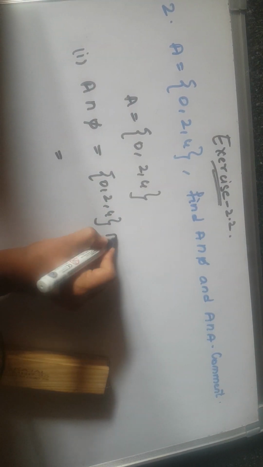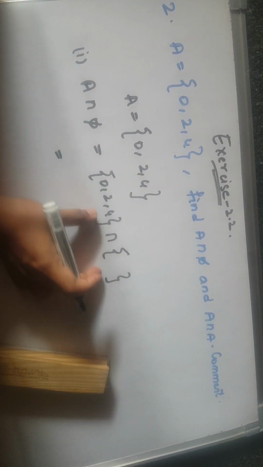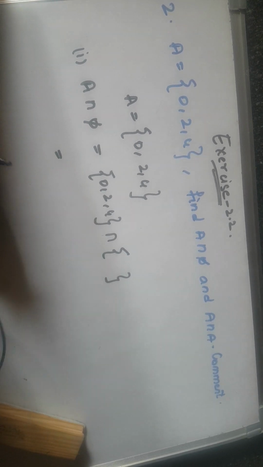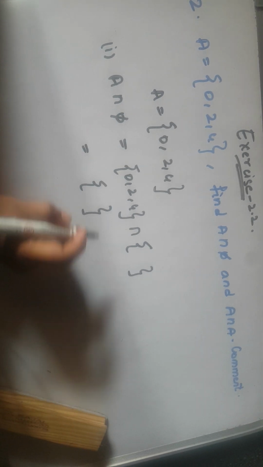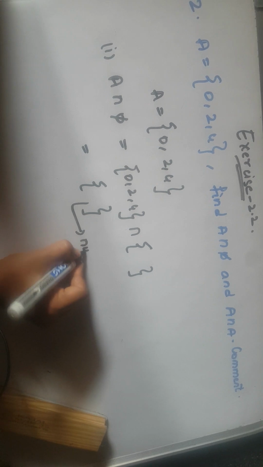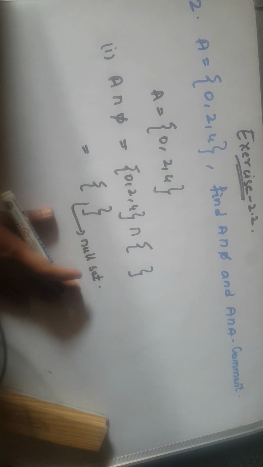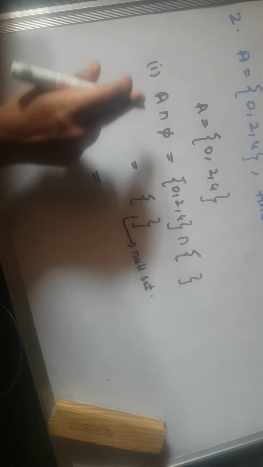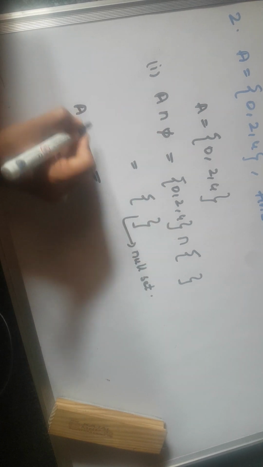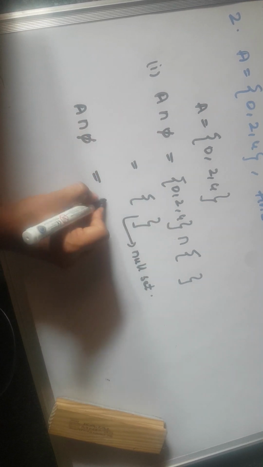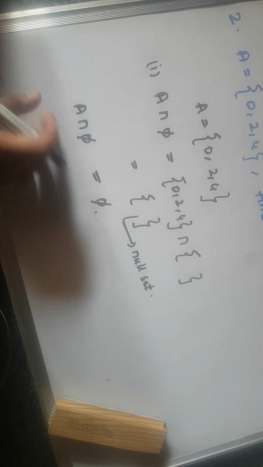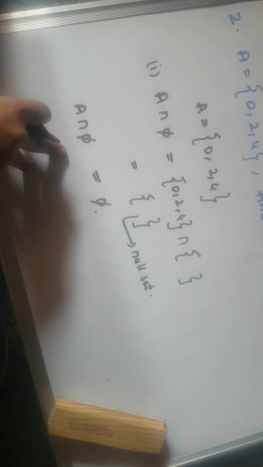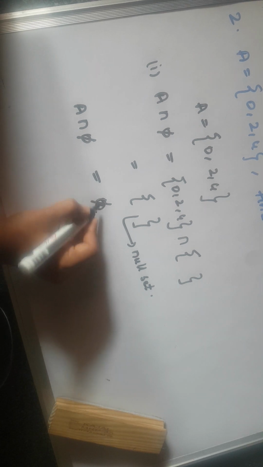A intersection 5. What is the element in common here? No element is common, so it will be a null set. So what we have seen is that A intersection 5 is equal to the null set only. If you do the intersection with the null set, the null set only will come.